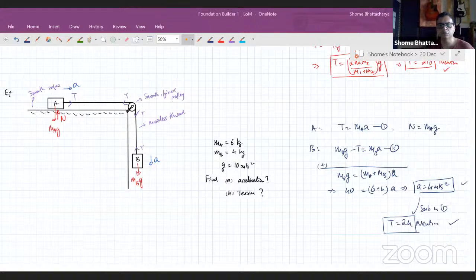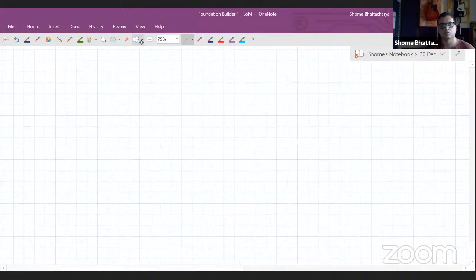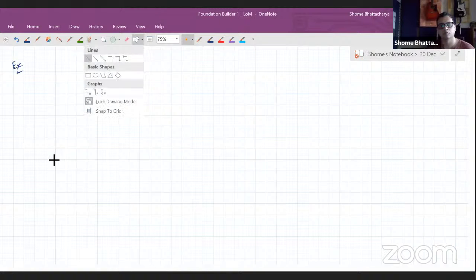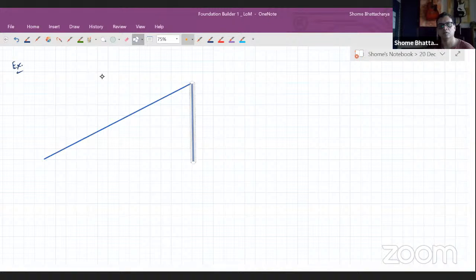Okay, so hope this example was clear to all of you. Now let's try out another one. So now we have this inclined plane, and at the corner of the inclined plane we have a pulley attached like this with a thread going around it.